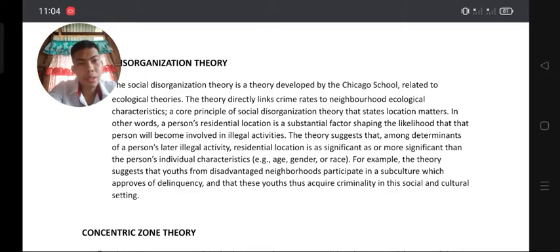In other words, a person's residential location is a substantial factor shaping the likelihood that the person will become involved in illegal activities. The theory suggests that among determinants of a person's later illegal activity, residential location is as significant as or more significant than the person's individual characteristics, age, gender, or race. For example, the theory suggests that youths from disadvantaged neighborhoods participate in a subculture which approves of delinquency, and that these youths thus acquire criminality in this social and cultural setting.